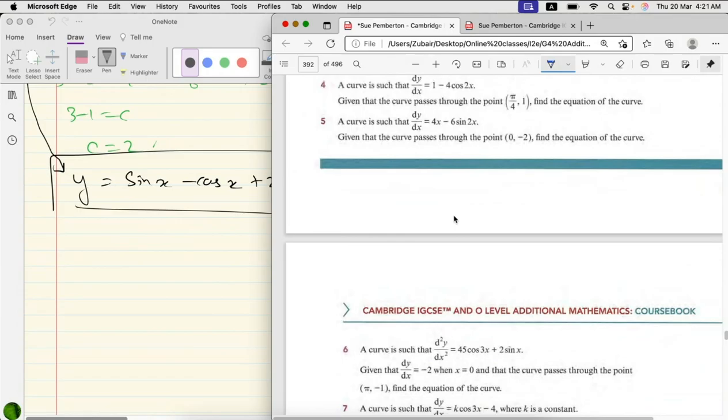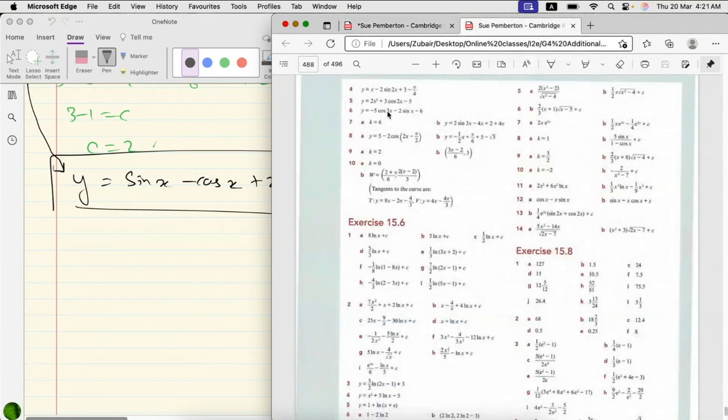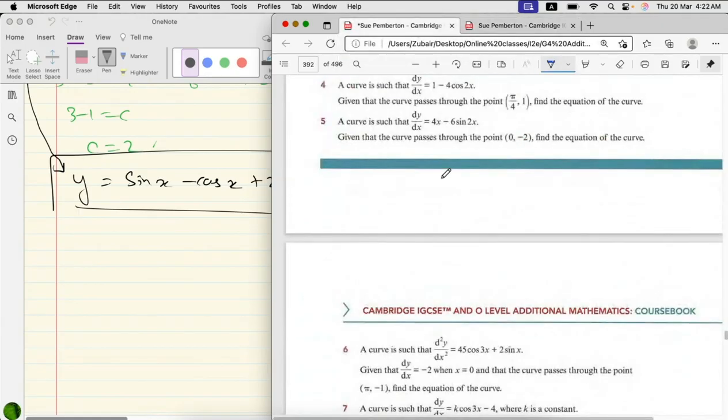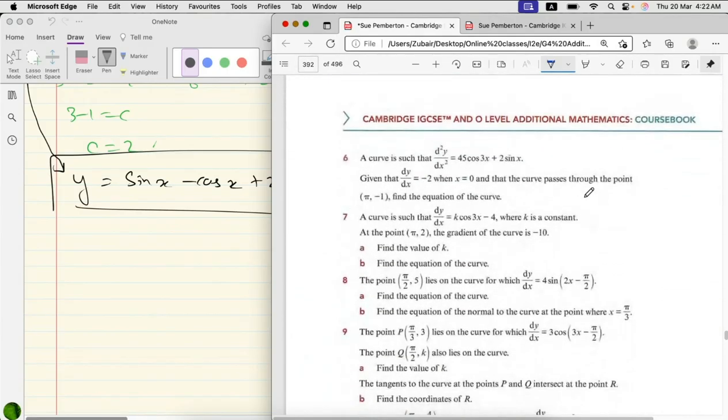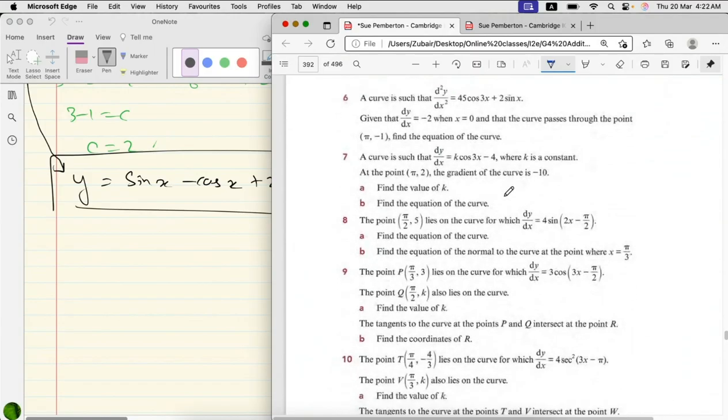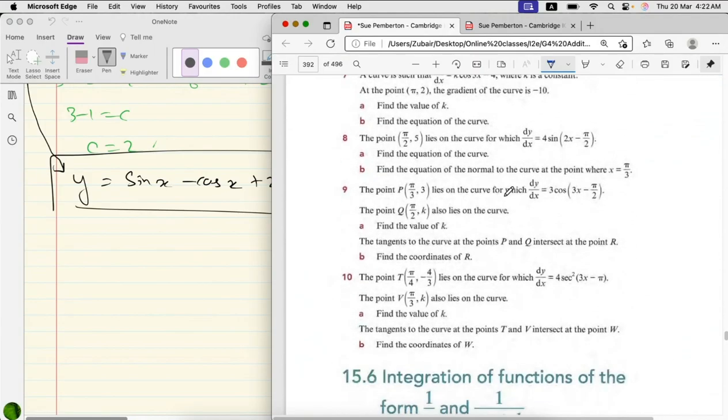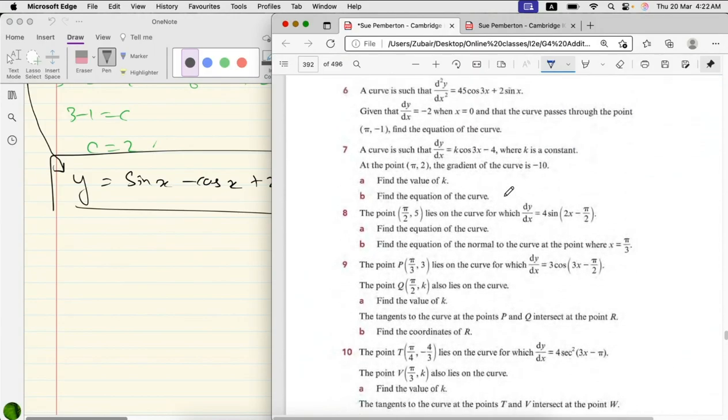I'm getting x minus 2 sine 2x plus 3 minus pi over 4. Correct. That is the exact answer. So you get the theme. We just integrate it, substitute the given value, find the value of c, and rewrite the equation. One more, and then we'll move on to the subtopic.